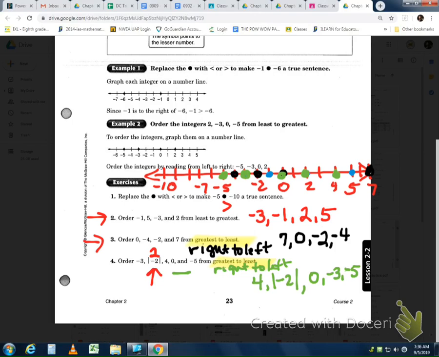So you will be comparing integers from the number line, and you will be ordering them from least to greatest or greatest to least. Make sure that you check which way you're supposed to go on that.